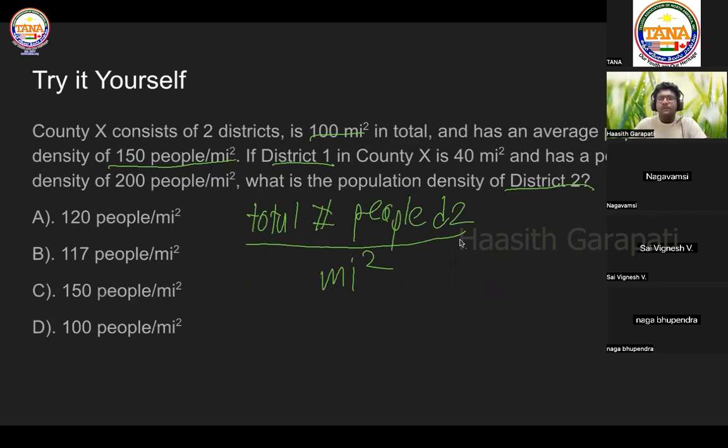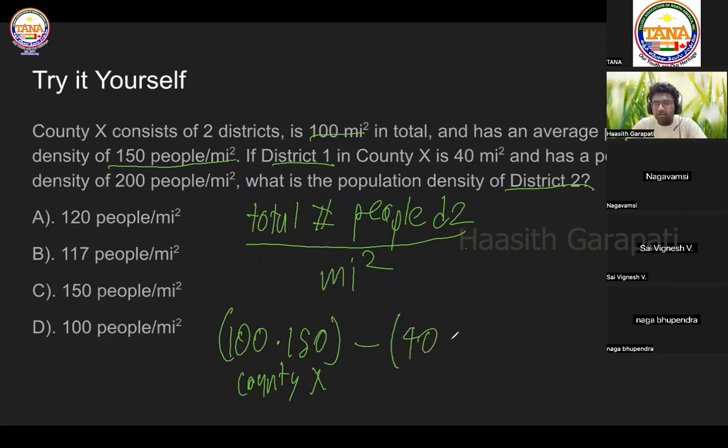So moving forward from that, in order to find this, first we need to find the total amount of people in County X and subtract that from the amount of people in District 1. So how many people are in County X? Okay, well, that's going to be 100 square miles times 150 people per mile. So this is County X. And then we subtract that from District 1. So District 1 is going to be 40 square miles and a population density of 200.